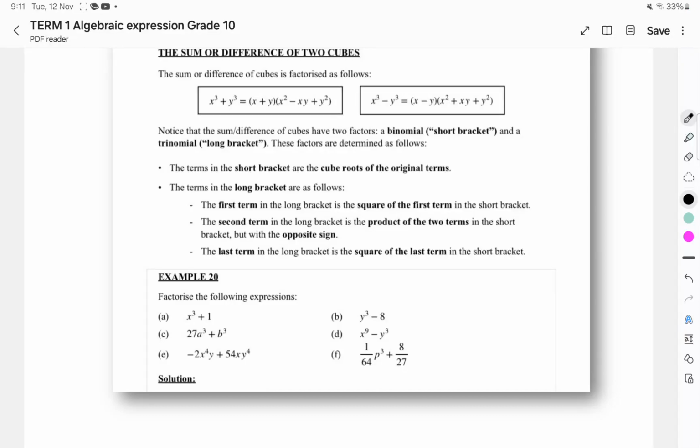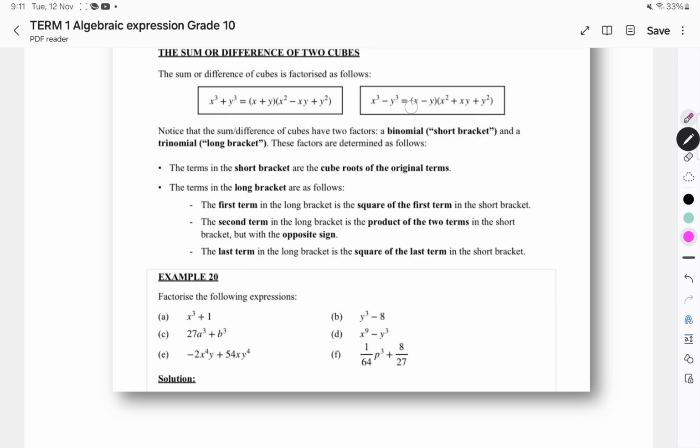We are going to do the sum or difference of two cubes. Let me put on my headsets. Right, it says that the sum or difference of the cubes is factorized as follows. Let's try to read a bit. If it's x cubed plus y cubed, this will be a plus minus plus, and if it's a minus, it will be minus plus plus. Do we see that? Always check, is it a plus or is it a minus?